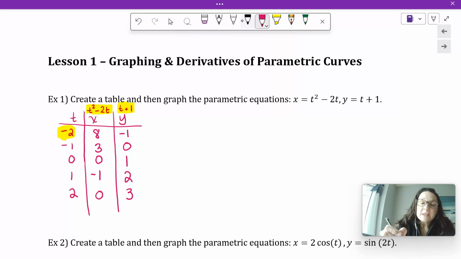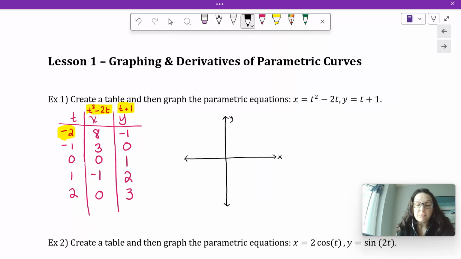So what that means is I am going to draw a curve on a regular xy axis. T is going to effectively be invisible, and I am going to plot the point 8, negative 1.